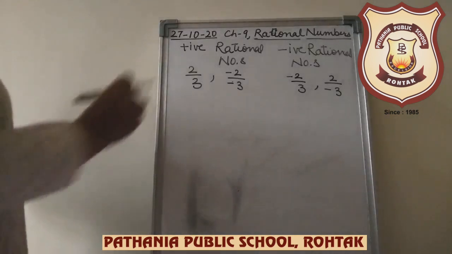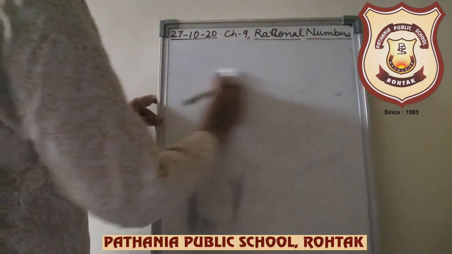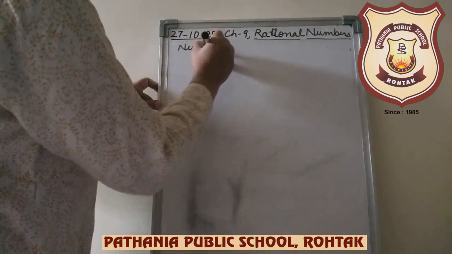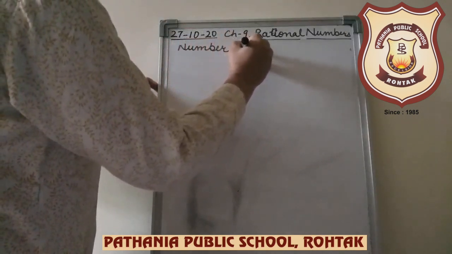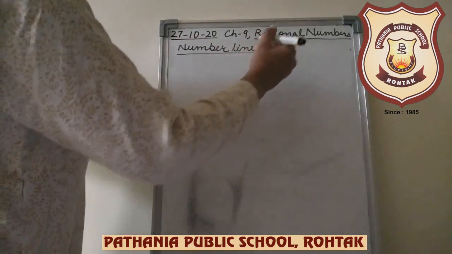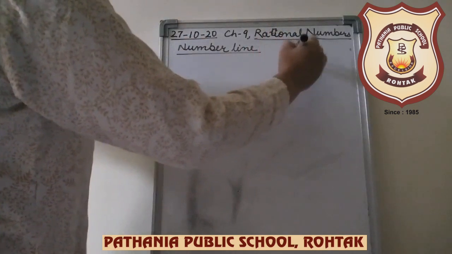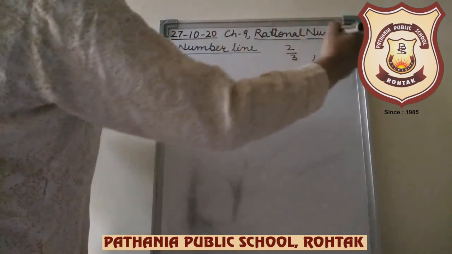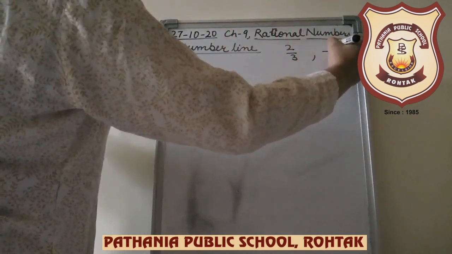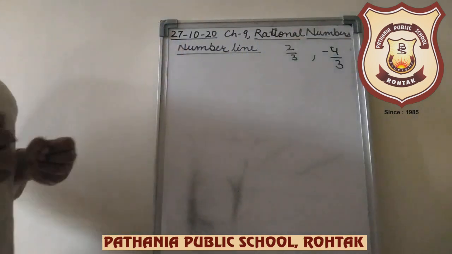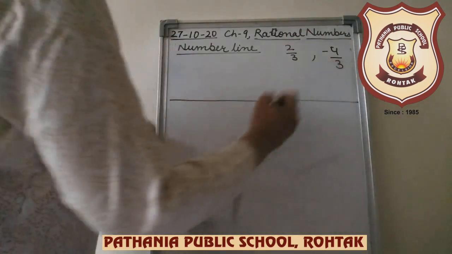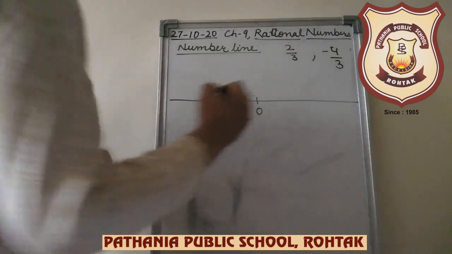Now then comes how to represent rational numbers on a number line. You know the number line. If I give you a number 2 upon 3 and then you have to represent minus 4 upon 3. These two you have to represent on the number line. Draw the number line as you were drawing for the integers, 0 will be there.